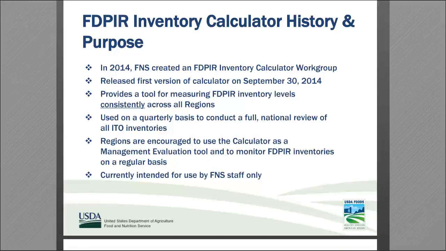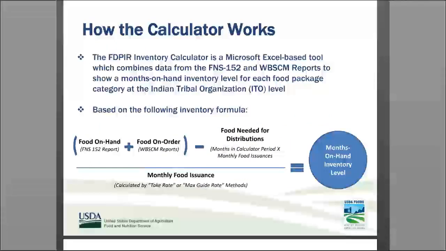In 2014, FNS created an FDPIR inventory calculator workgroup to develop a tool to help regional offices monitor inventories. The first version was released in September of 2014. The FDPIR inventory calculator is a tool meant for regional offices as part of the regular monitoring of FDPIR inventory levels. The calculator is also used as a quarterly reporting tool to conduct a full national review of all ITO inventories. We encourage regional offices to use the calculator as a management evaluation tool and to monitor inventories on a regular basis. The FDPIR inventory calculator is currently intended for internal FNS staff use only, but can be shared with ITOs as a part of the monitoring process.